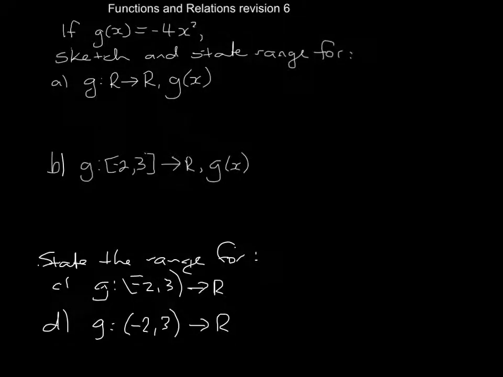Welcome to installment number 6 of the functions and relations revision. For this question, if g of x is equal to negative 4x squared, sketch the graph and state the range.